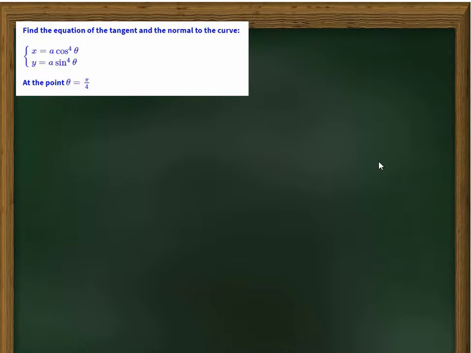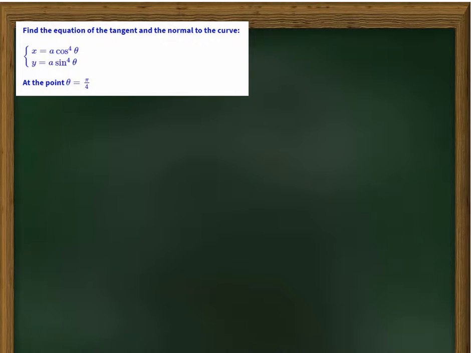Hello, welcome. We have some implicit differentiation here. We have this parametric on theta. If x is cosine theta to the power of 4, and y is sine theta to the power of 4, and at the point theta is pi over 4, we want to find the equation of the tangent and the normal.